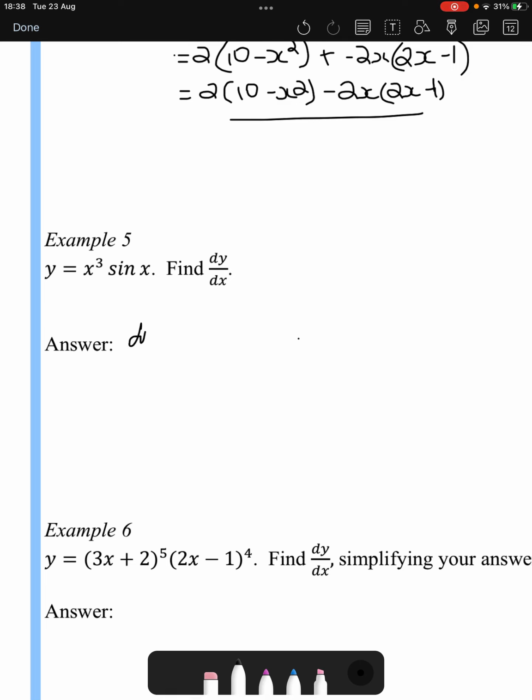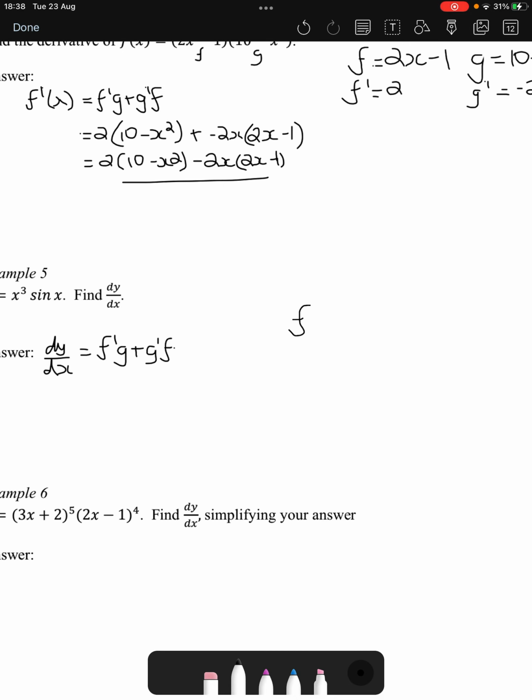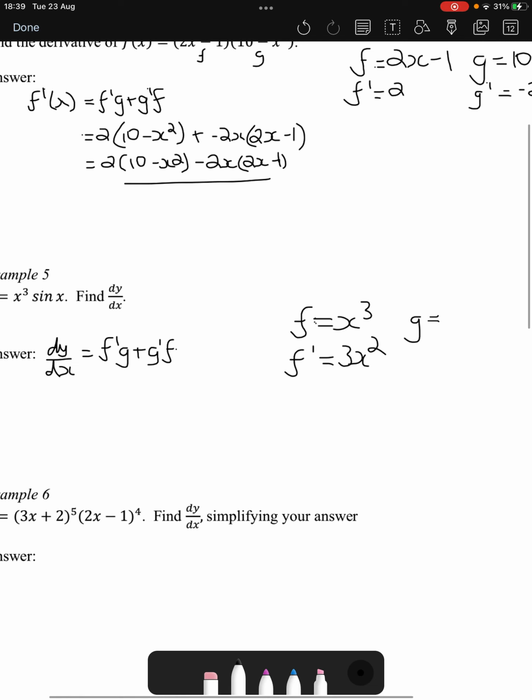So d by dx is f dash g plus g dash f. Okay, so chuck over there, right? So f is 3x squared. And then g is sin x. Nice and easy, obviously goes to cos x. I lost my pen, so I'm using the one that I have, but it's like a rubber at the end. It's really annoying.